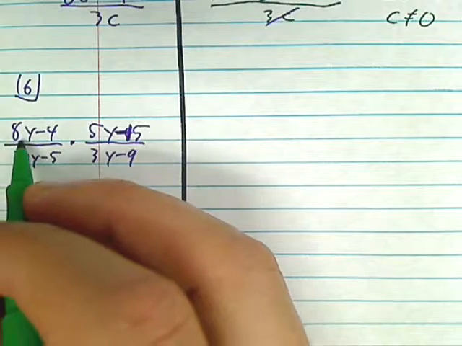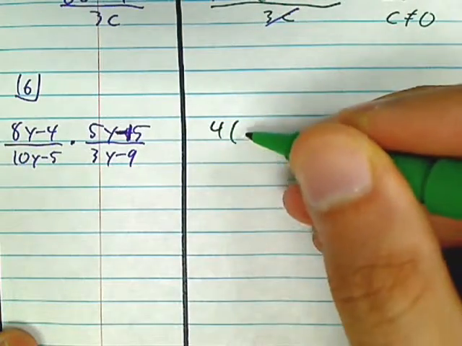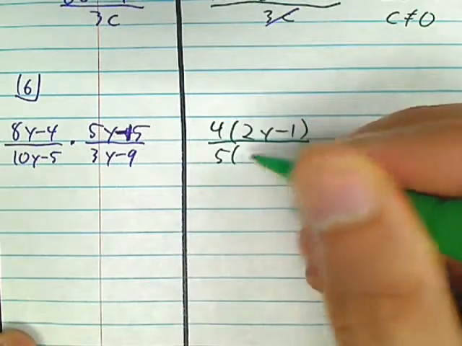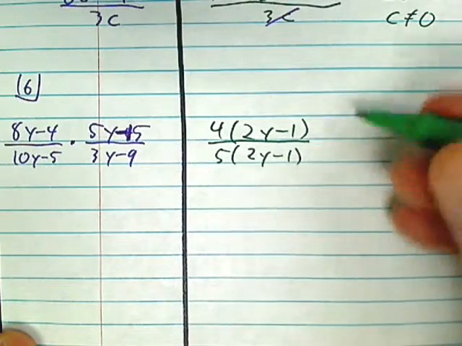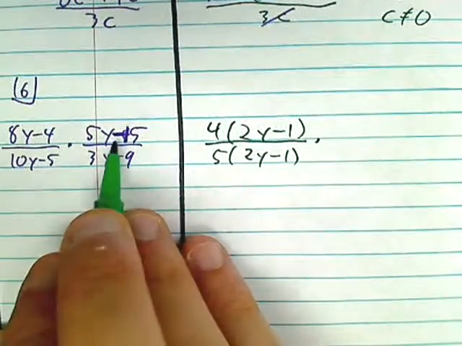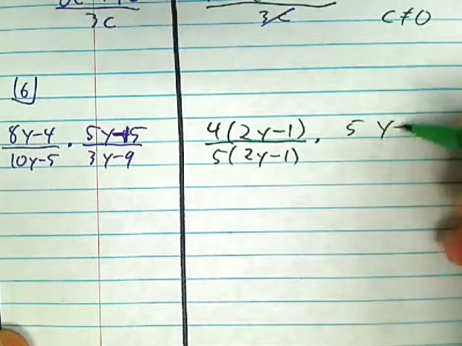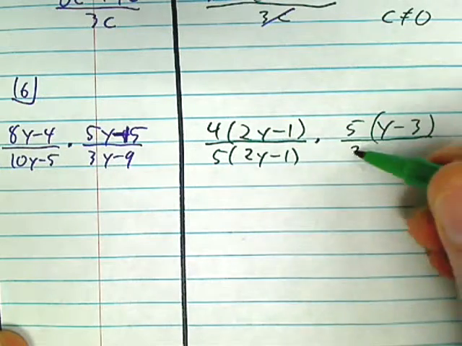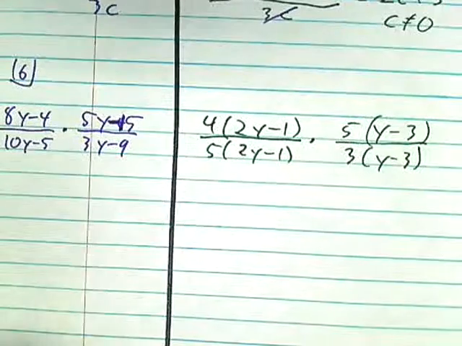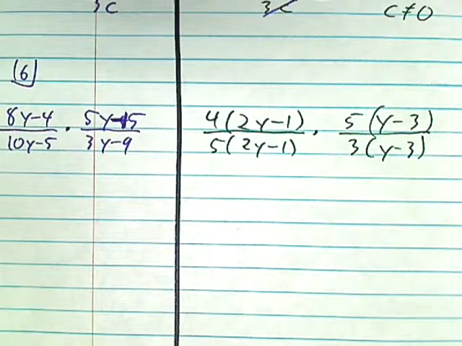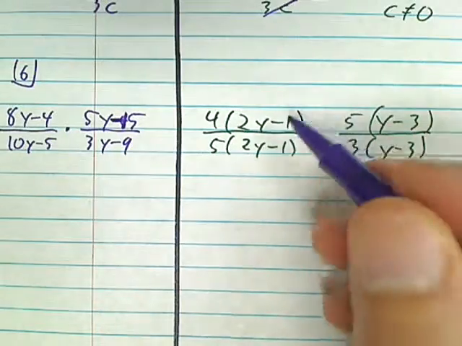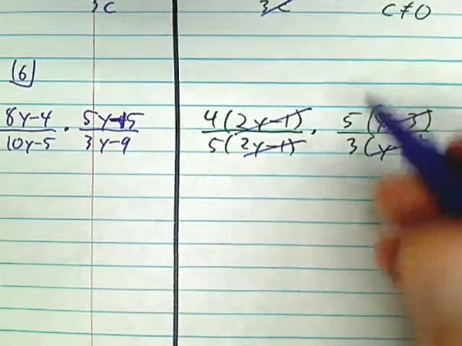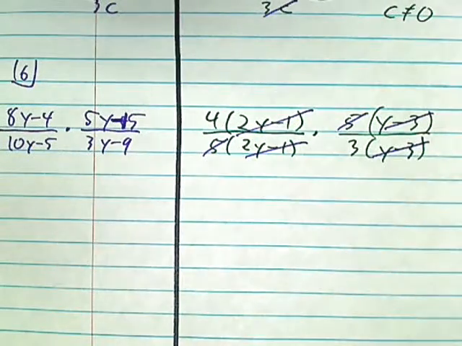Okay, let's do some factoring. In the numerator here, I can factor out a 4. In the denominator, I can factor 5. In the second numerator, I can factor out 5. In the denominator here, it's going to be 3 times y minus 3. And then what will cancel? The 2y minus 1, the y minus 3, and also the 5. Don't let those sneak by. 5s will cancel out as well, leaving you with just 4/3.